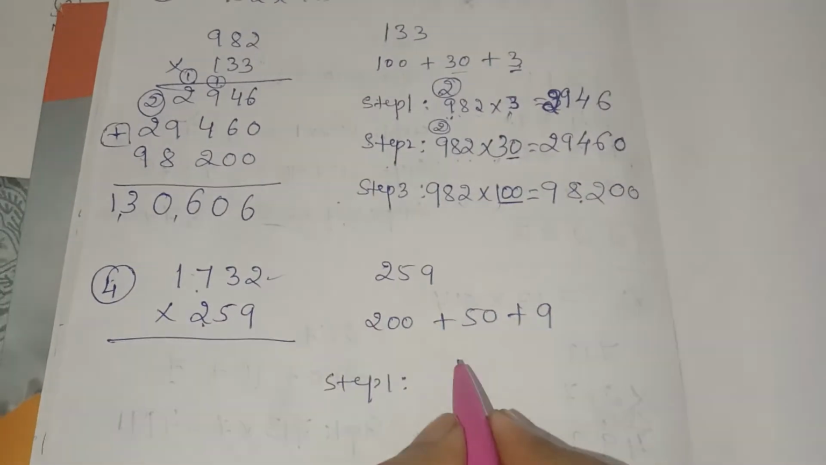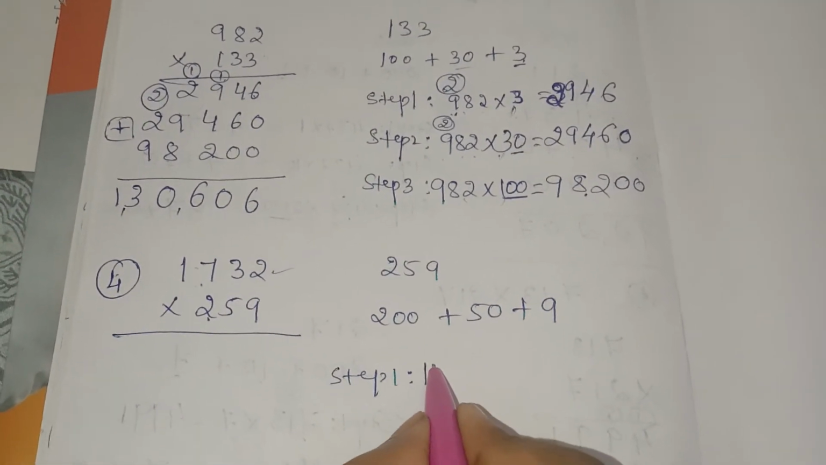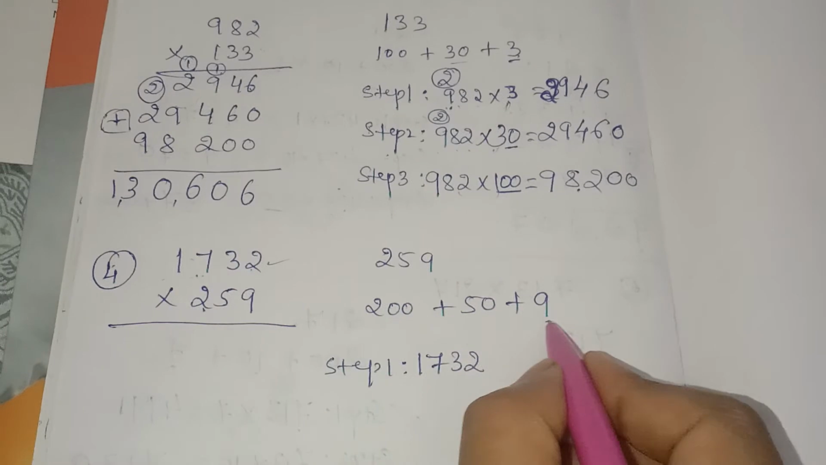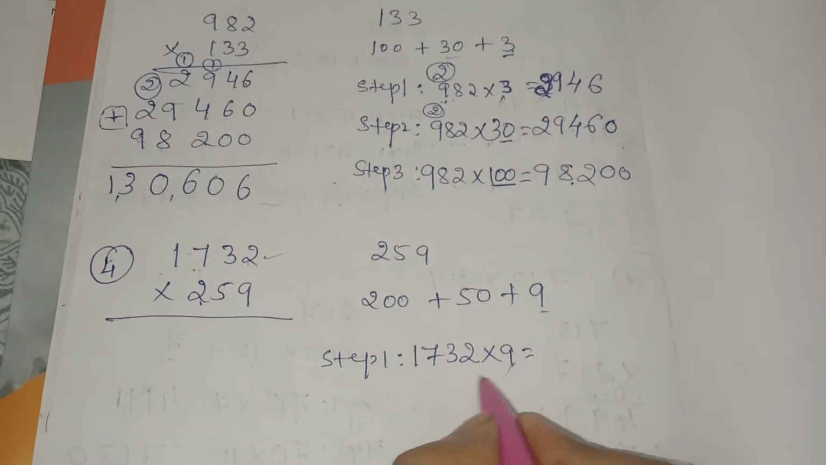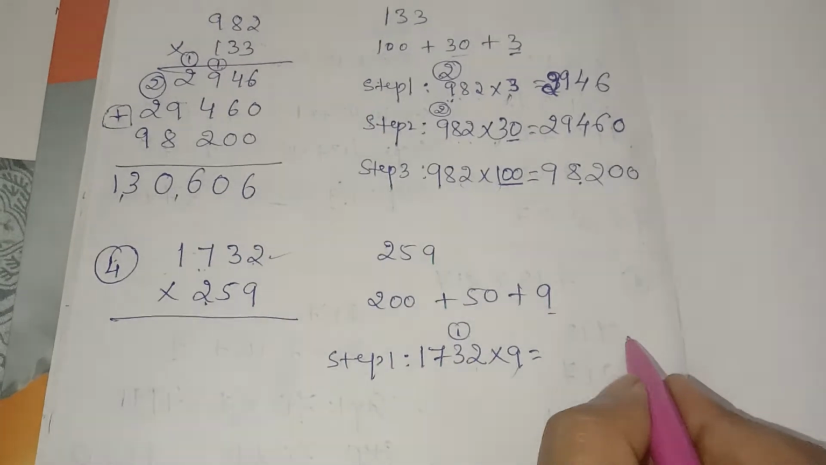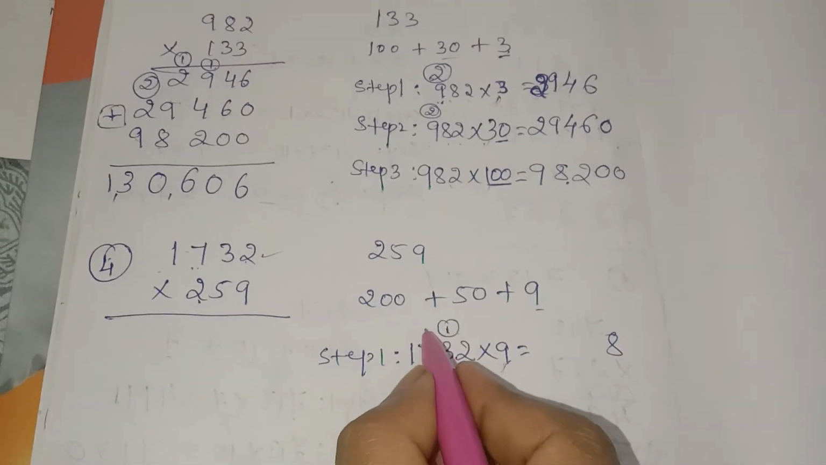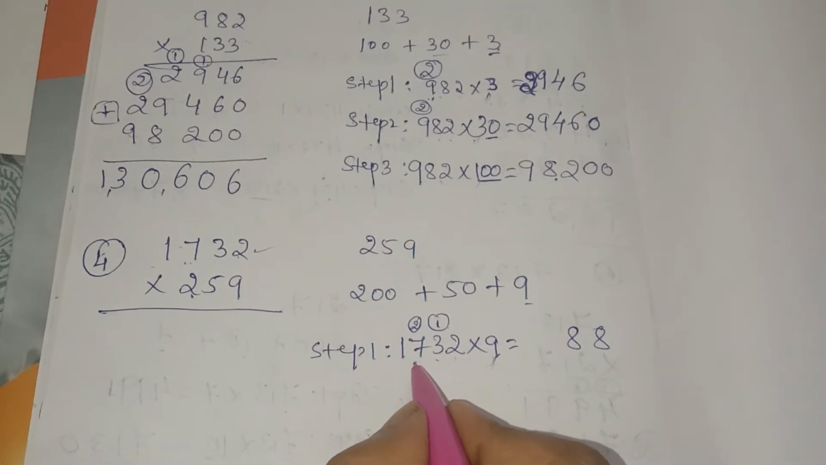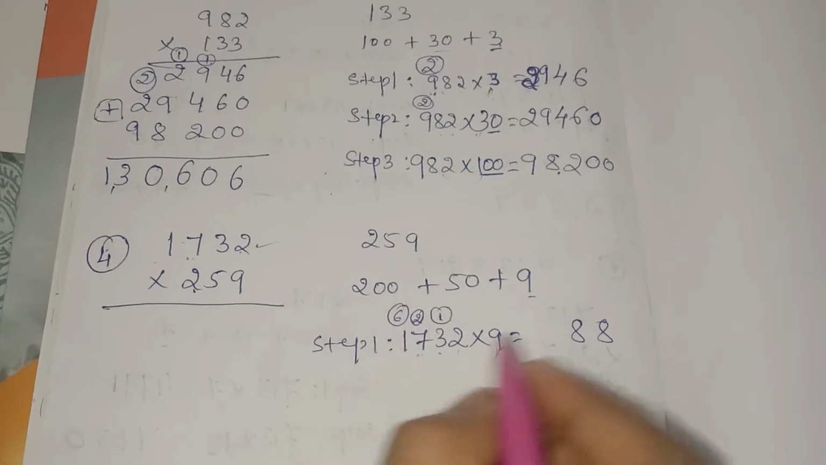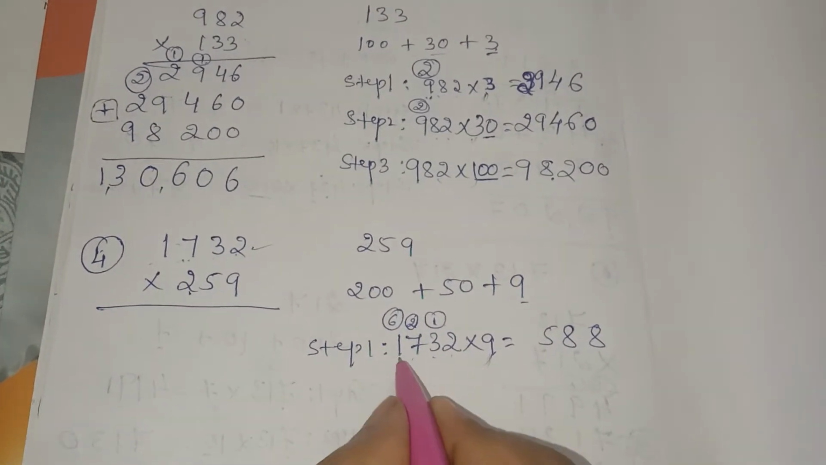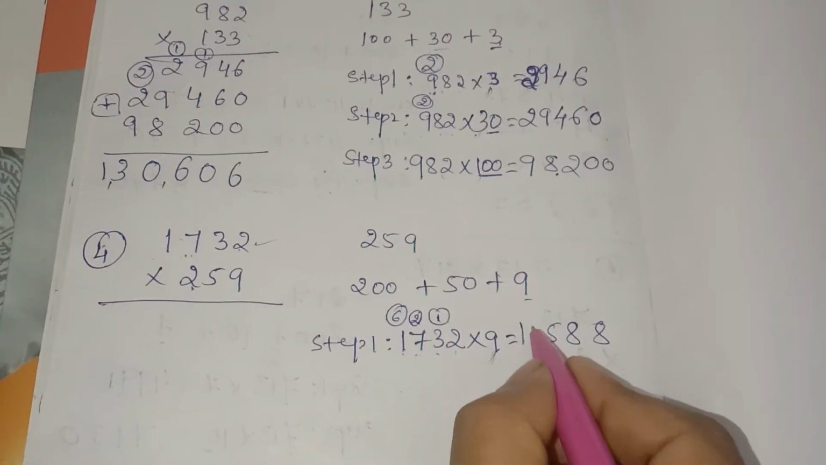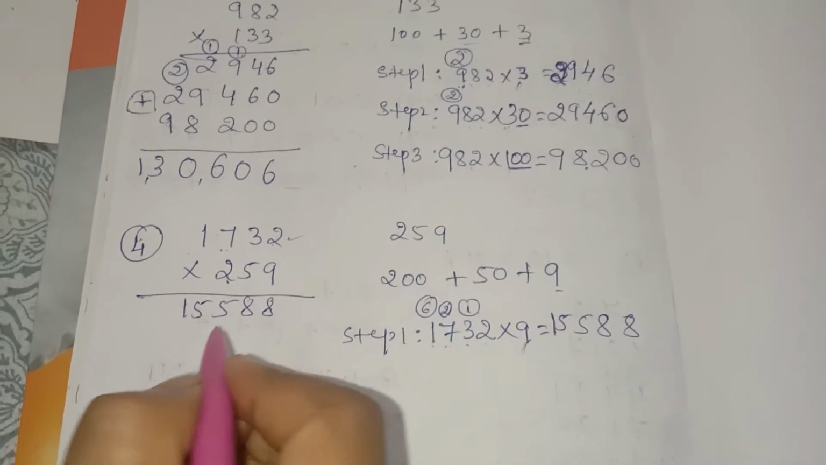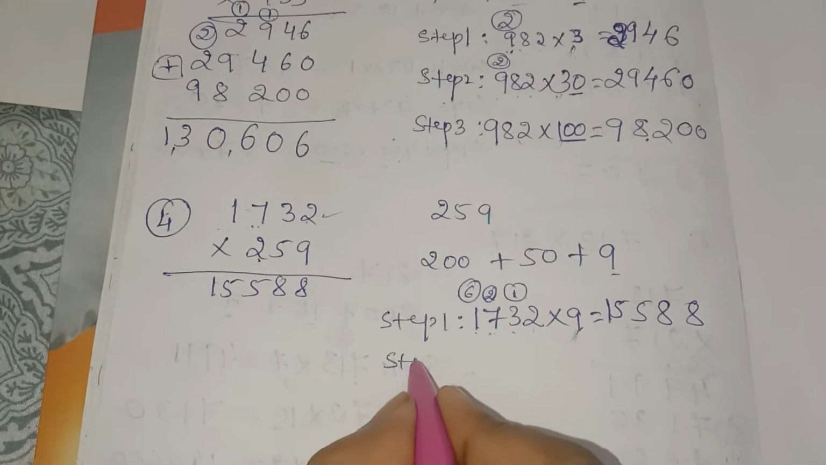In step 1, what is multiplicand? 1732. 1732 multiply by 9. Yes. 9 2s are 18. 9 3s are 27 plus 1 is 28. 9 7s are 63. 63 plus 2 is 65. 9 1s are 9 plus 6 is 15. I got 15588 in a step 1. Now step 2.